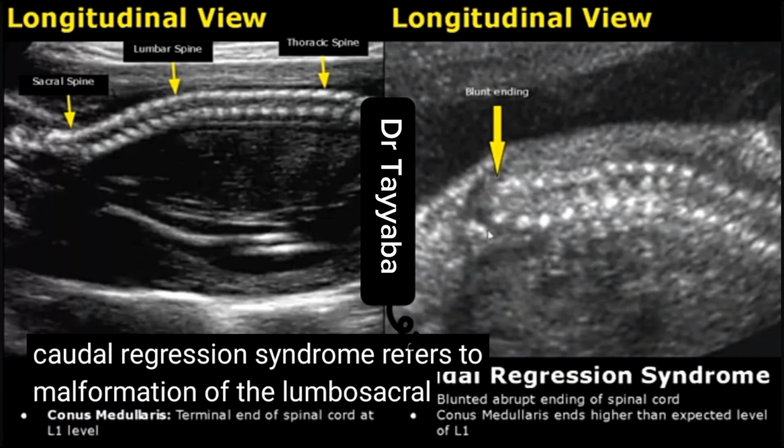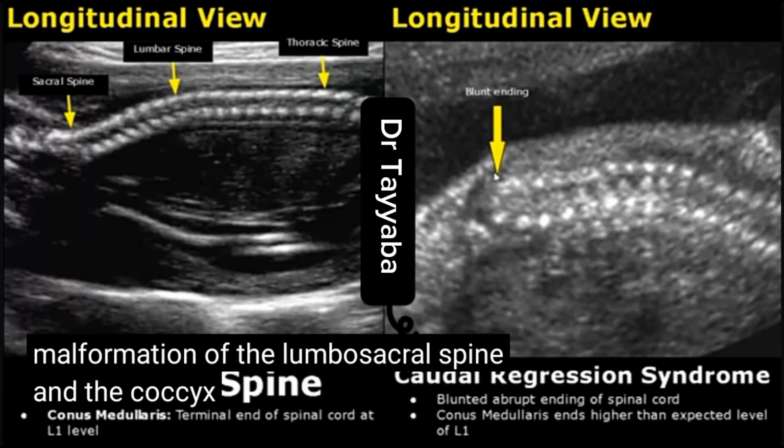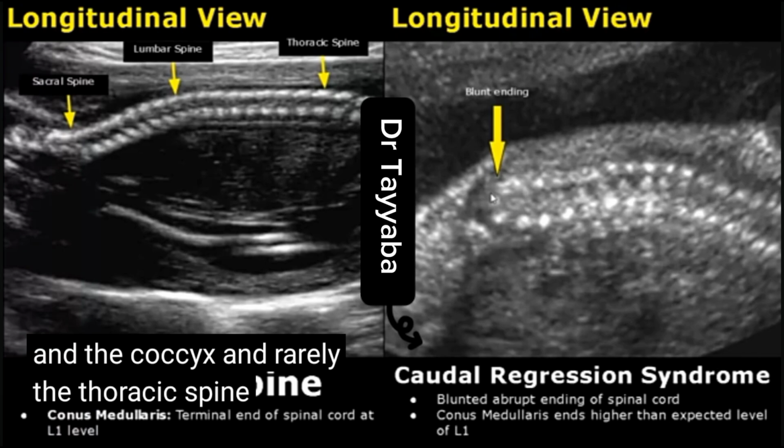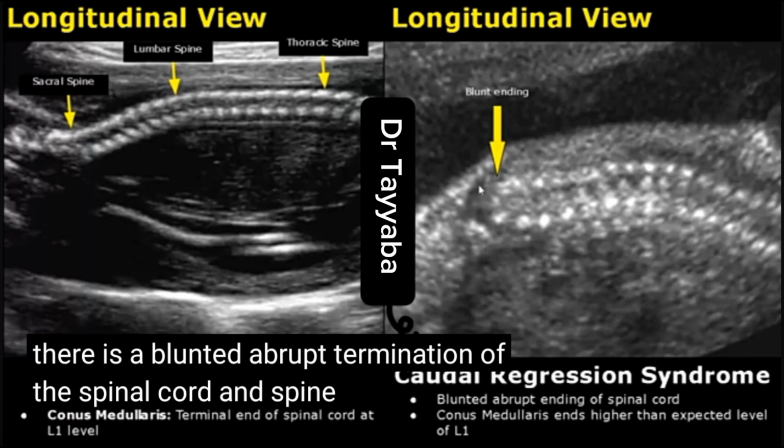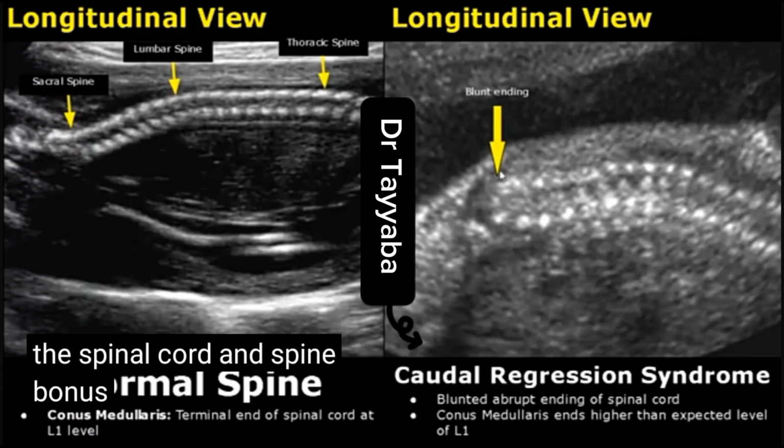Caudal regression syndrome refers to malformation of the lumbosacral spine and the coccyx, and rarely the thoracic spine. There is a blunted, abrupt termination of the spinal cord and spine.